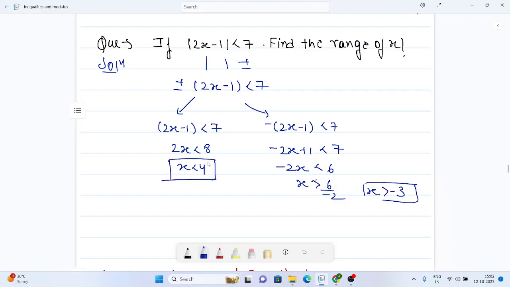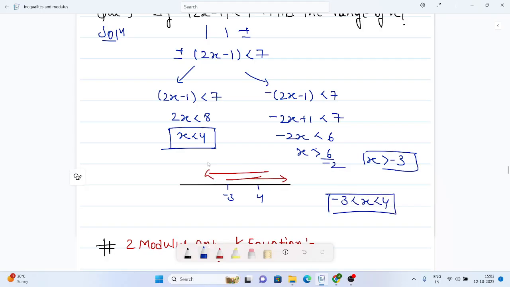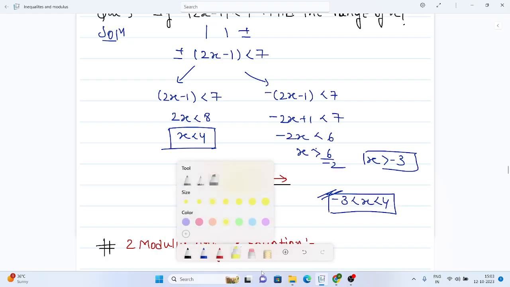Now if you draw on the number line, this is minus 3, this is 4. So x is greater than minus 3 and x is less than 4. So what common solution do you get? X is between minus 3 and 4. Got this? This is the answer. So please note down this and let me know. Then we move on to the next type of question.